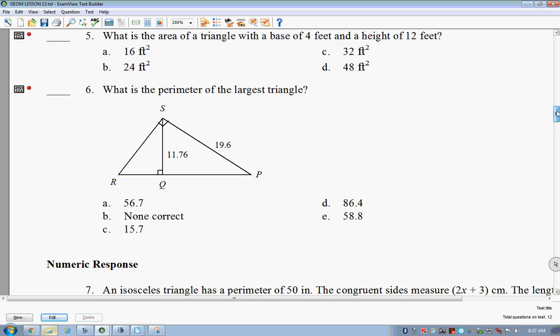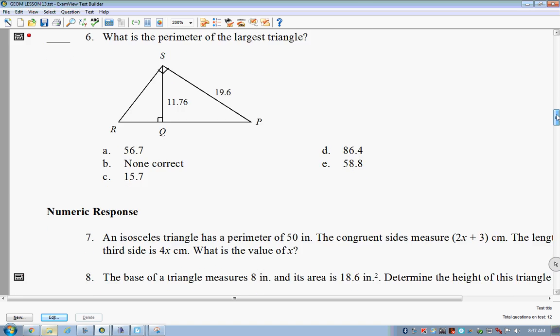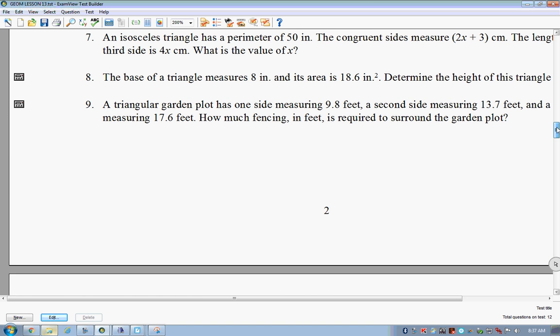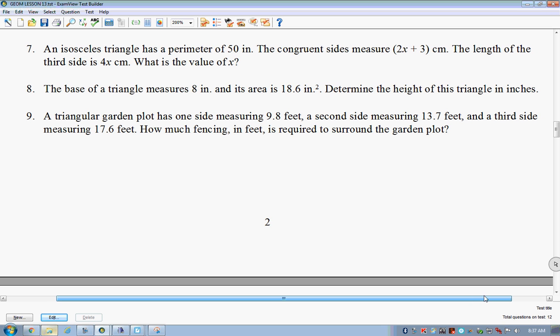All right. Then you get into something like this. We're going to skip question 6. That's one that could take all day and really doesn't pertain to this lesson at large. So, okay, because we start talking about perimeters. Right, an isosceles triangle. Isosceles triangle has a perimeter of 50 inches. The congruent sides measure 2x plus 3. The length of the third side is 4x centimeters. What is the value of x?